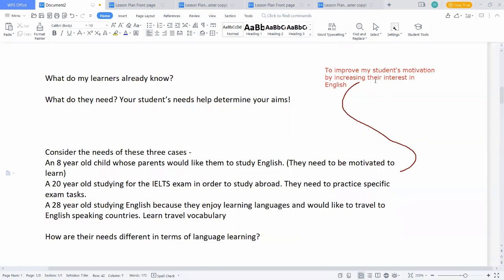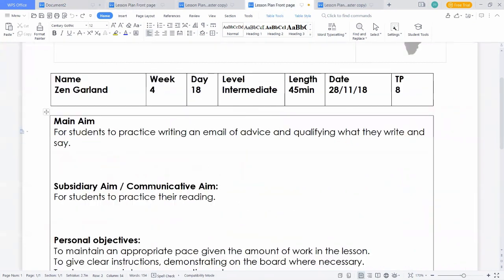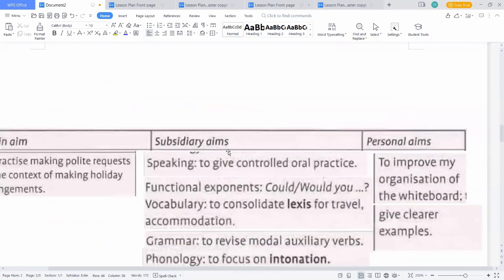I'm not sure how you would do this. This would be different according to every class. If you had lots of young girls, that would be different to teaching a group of young boys. Then you'd have to think about different things that they're interested in. So that's fine for an 8-year-old. However, these students need more specific aims.